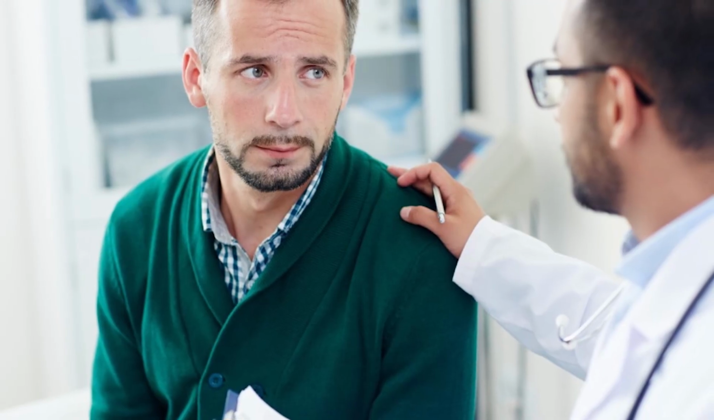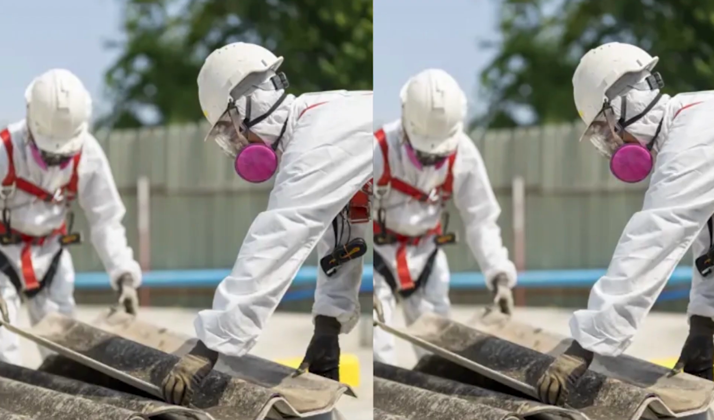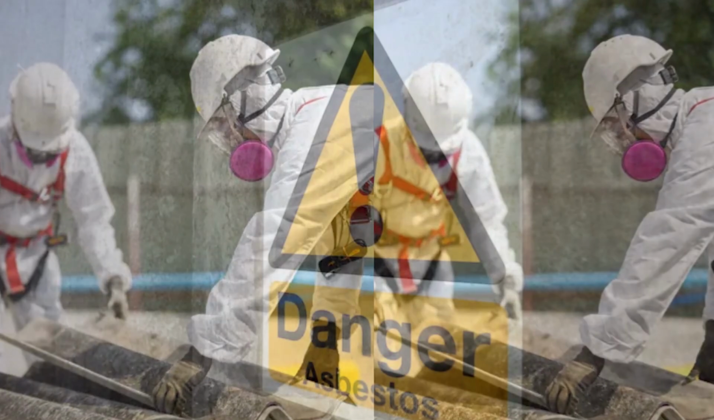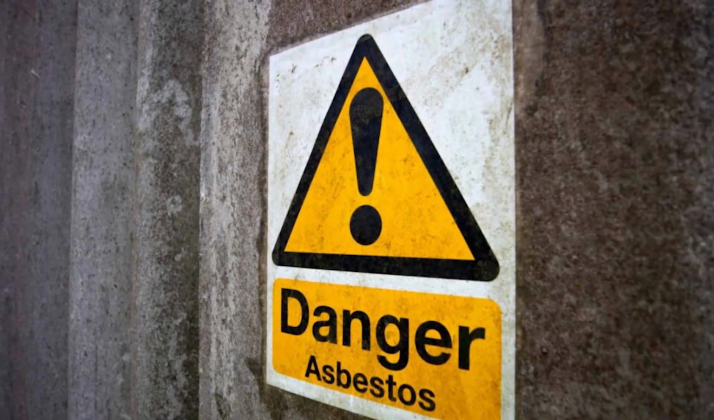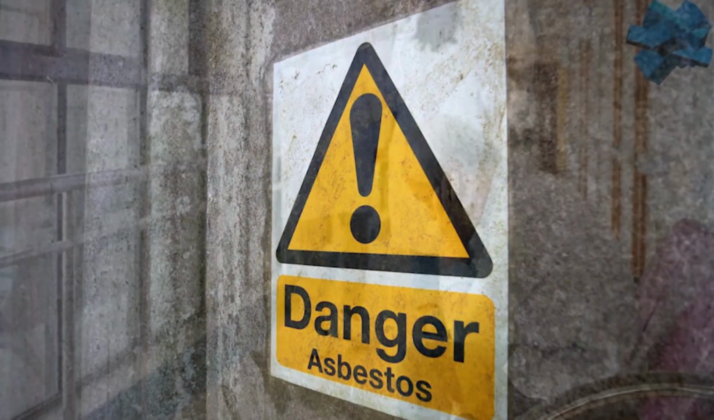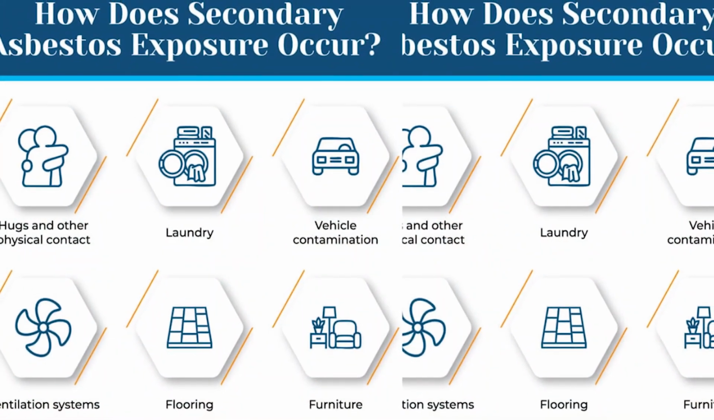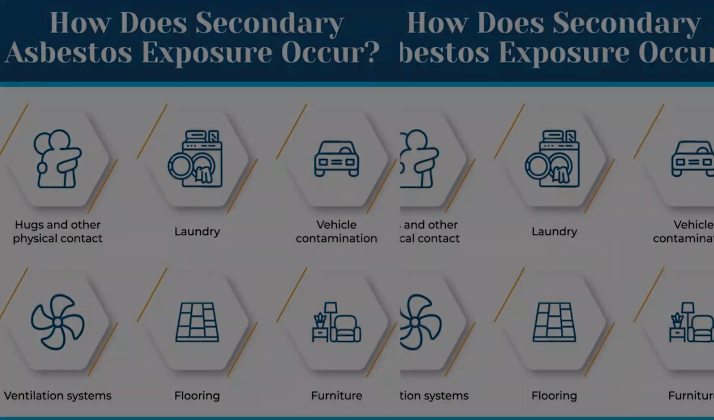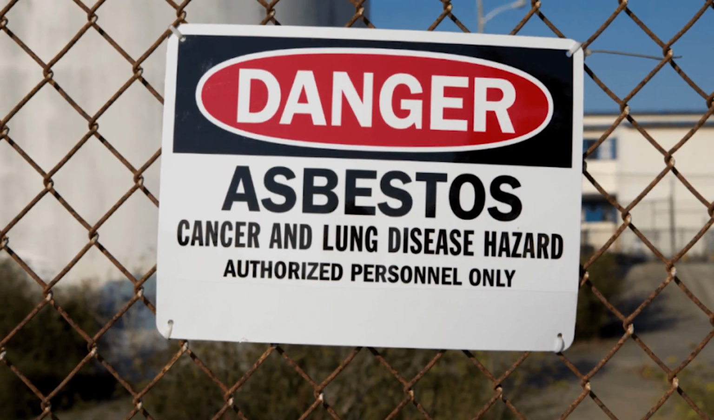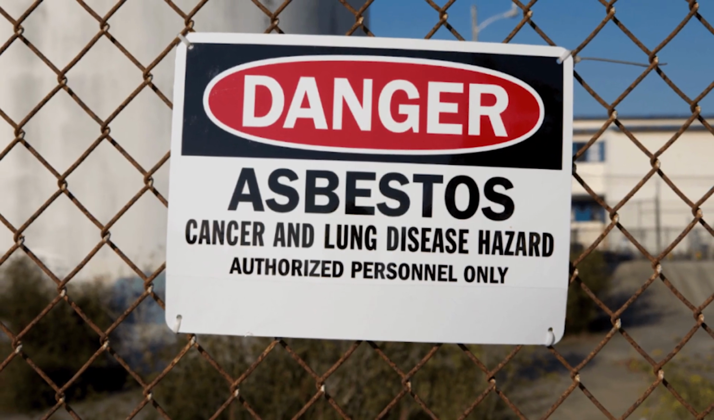Witness testimony can play a major role. Coworkers who worked alongside you can testify about the presence of asbestos and your proximity to it. Supervisors can confirm whether asbestos-containing materials were used and whether safety precautions were taken. In some cases, family members can also provide valuable testimony, especially if they recall you coming home with dust on your clothing, something that could lead to what's called secondary exposure. The more people who can verify your exposure, the stronger your case becomes.